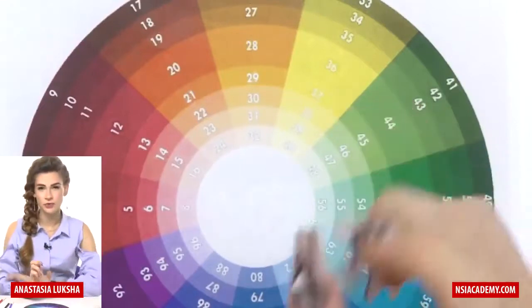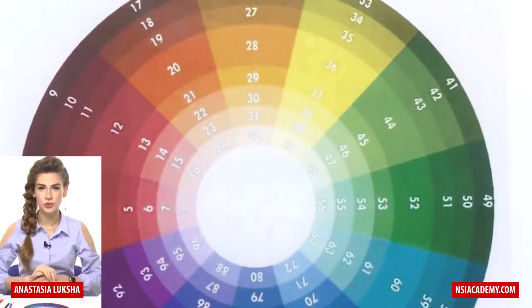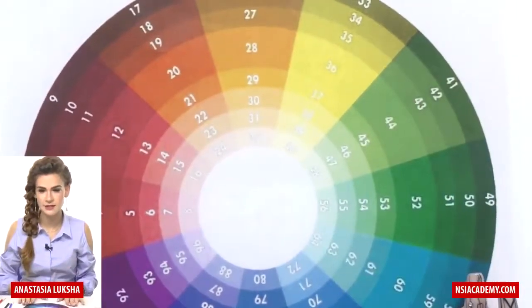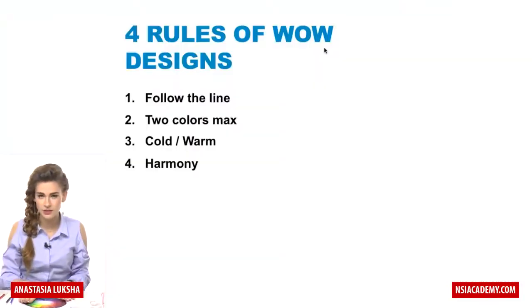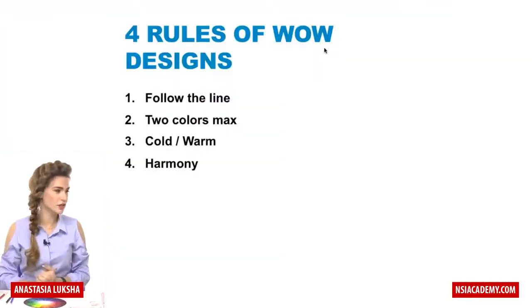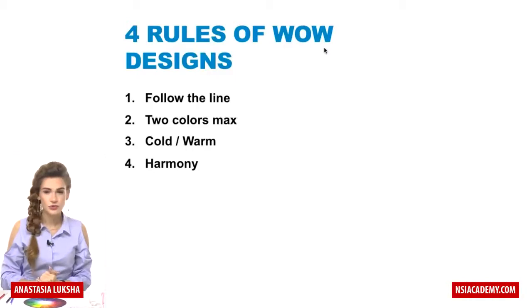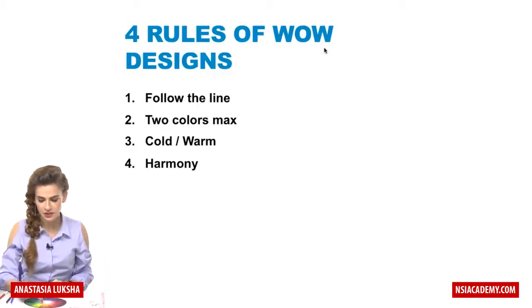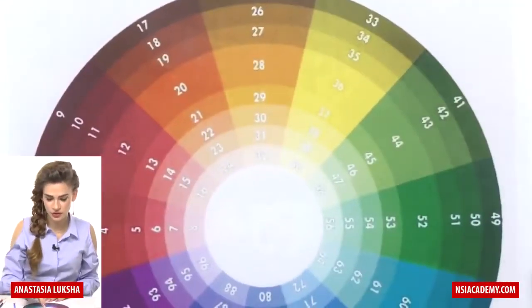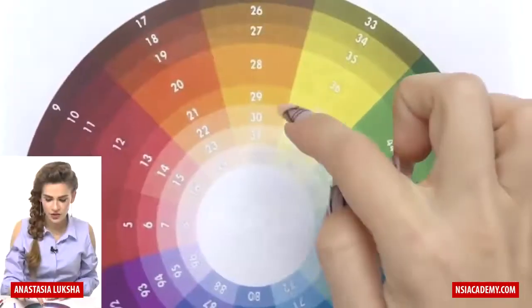Now let's talk about rules. Like I told you, there are 4 rules of wow designs, and just to understand them, I needed to explain this color wheel first. So the first rule is follow the line. As you can see, there are actual lines. So there are colors within the circle, and there are also lines.